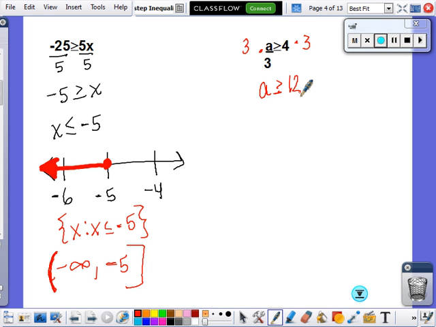Alright, graph, and do set builder and interval. See if you can do them. Go practice. See if you can do them. Graphing, set builder, and interval.